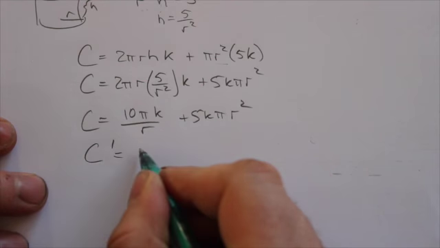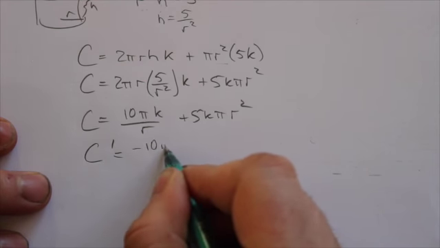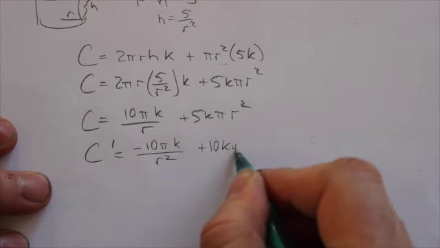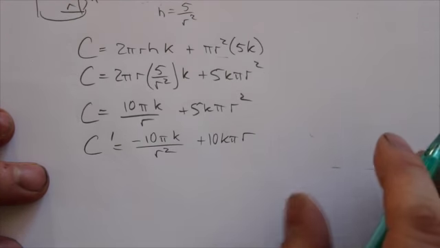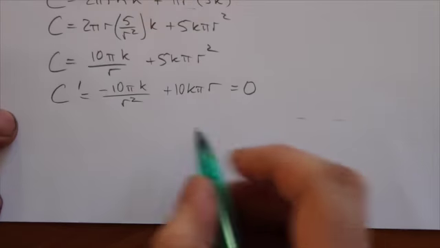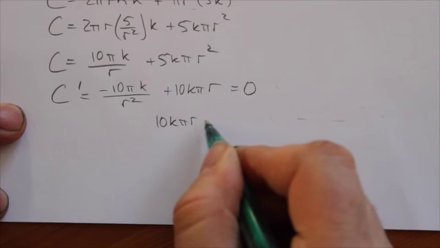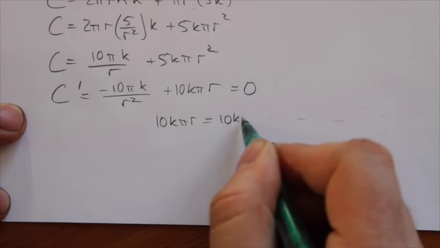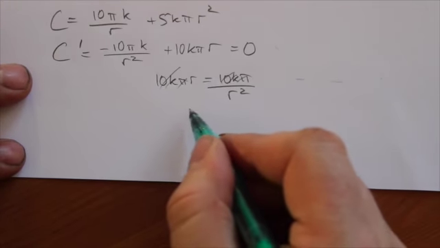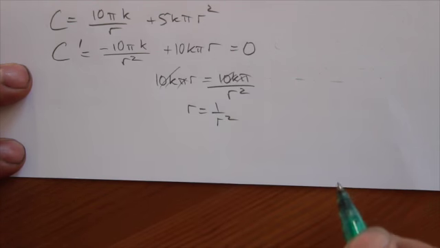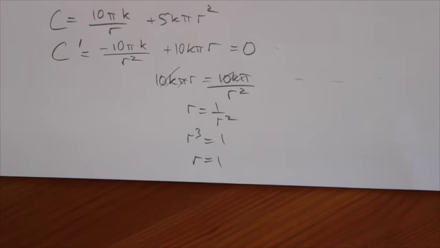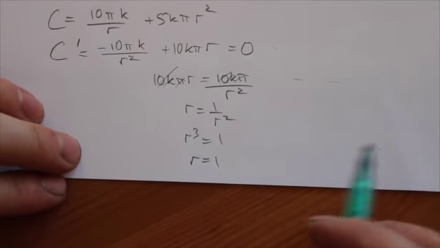So the derivative of this, in terms of r, will be negative 10 pi k over r squared plus 10 k pi r. And seeing as this is the thing that I want to minimize, I'm going to set that equal to 0. I will bring the negative term over, so 10k pi r is equal to 10 k pi over r squared. And then look what cancels here. So much cancels, and I'm left with r equals 1 over r squared, or r cubed equals 1, which means r is equal to 1. So it turns out the radius has just got a unit of 1.